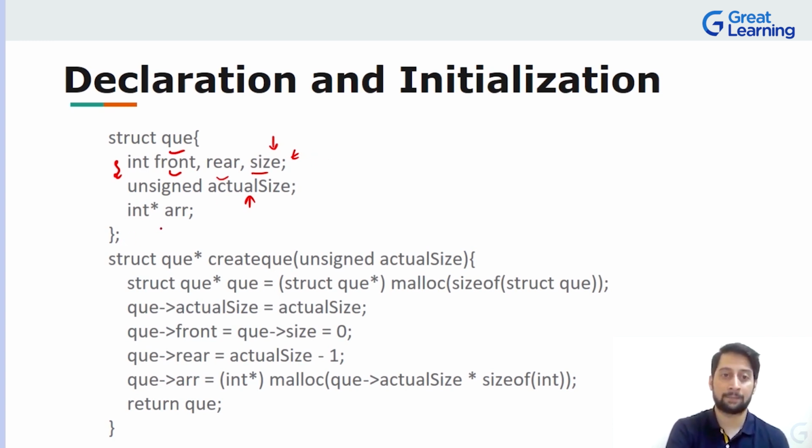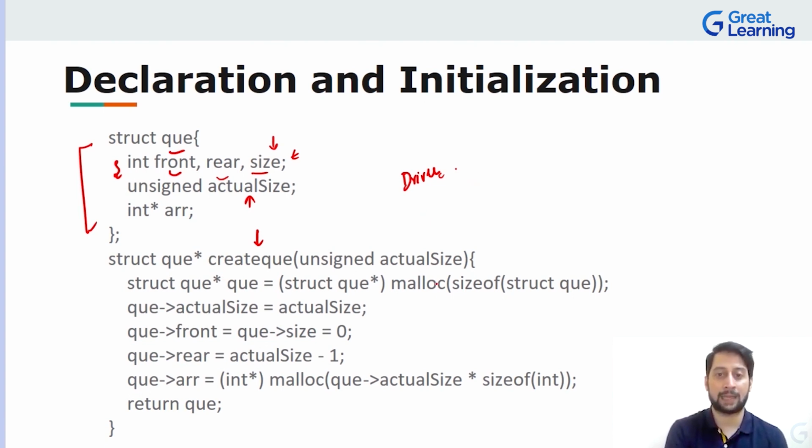Then we have the array, okay? And then this is our structure, okay? Then how would we create it? We will call this create queue method from our driver method. Driver method means the main method. And therein we will pass the actual size of the array.